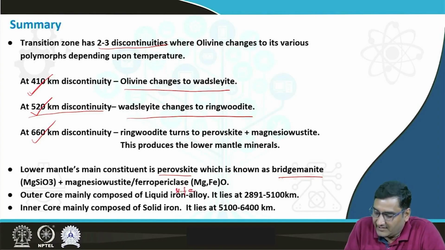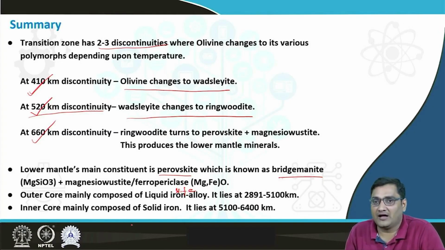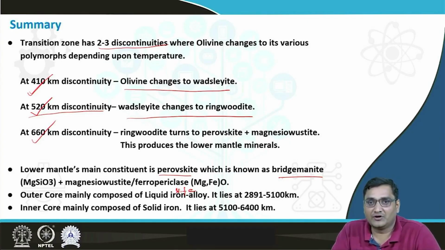That is for the sake of remembering it easily. So NIFE, a nickel iron alloy, lies between 2891 and 5100 kilometer. The inner core is mainly composed of solid iron, and it lies at 5100 to 6400 kilometer. So what happens in the outer core? Because of the too high temperature, the material is present in liquid form.